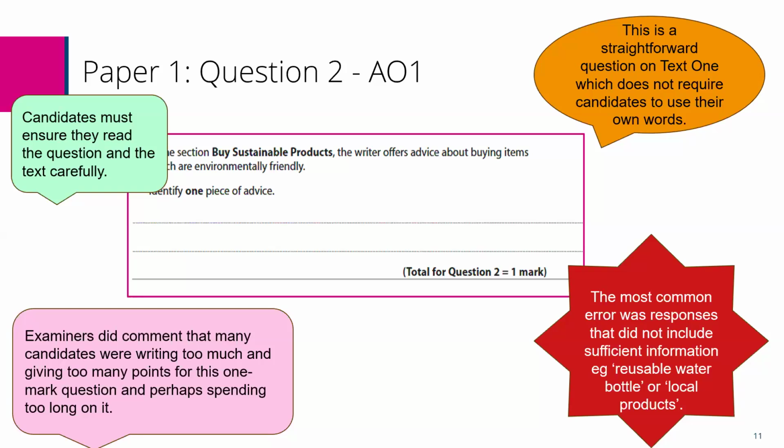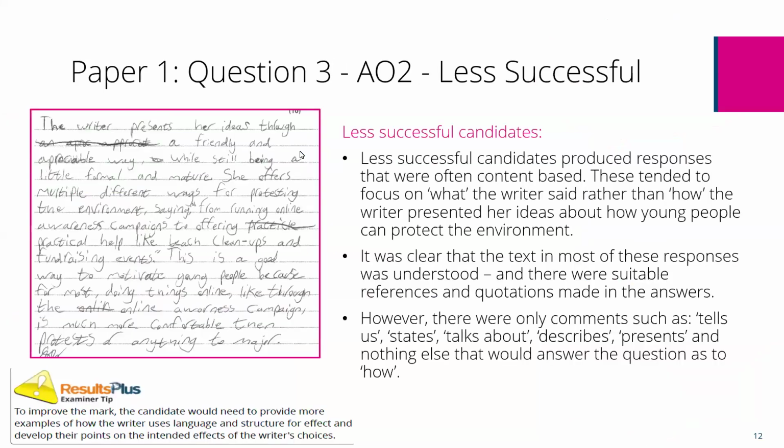So those are the 2 AO1 questions on the first text. As we know, the candidates on this paper go through the text. So moving on to question 3, which is an AO2 question. This is from page 6 of the examiner report, and it talks about how some students were less successful in their responses.